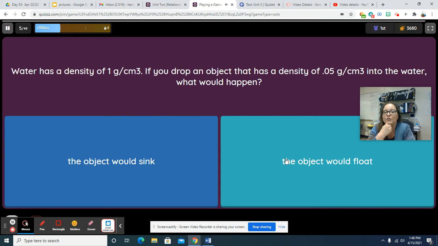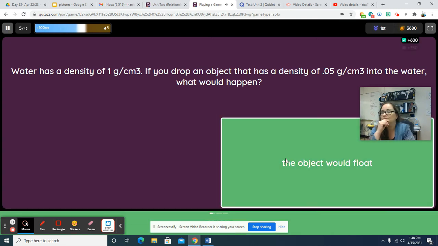Water has a density of 1 gram per centimeter cubed. If you drop an object that has a density of 0.05 grams per centimeter cubed into the water, what's going to happen? Well, it is less dense than the water, so it's going to float.